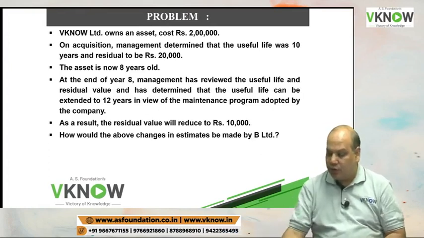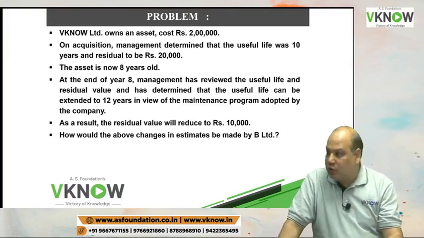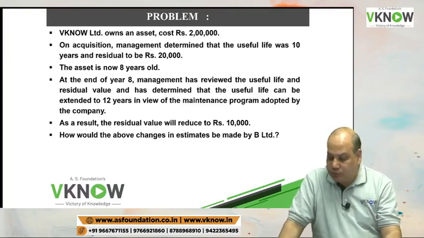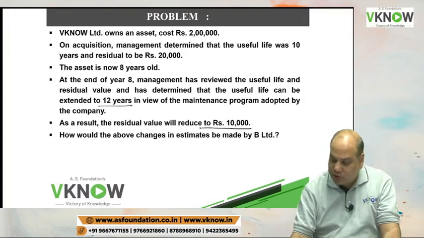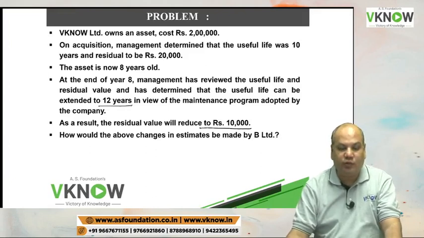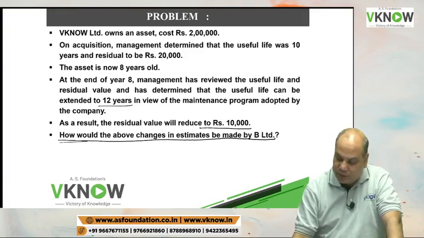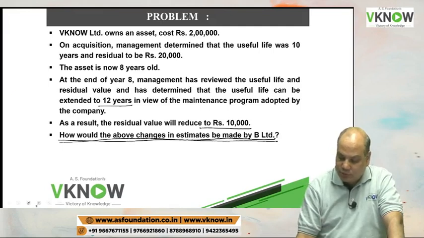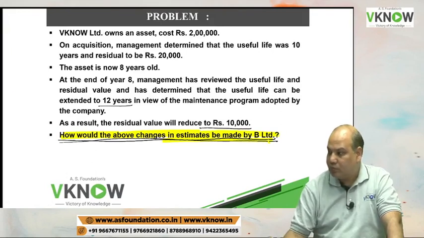As a result, the residual value will reduce to rupees 10,000. So there are two things they are changing, useful life and residual value together. How would the above change in estimate be made by B Limited?